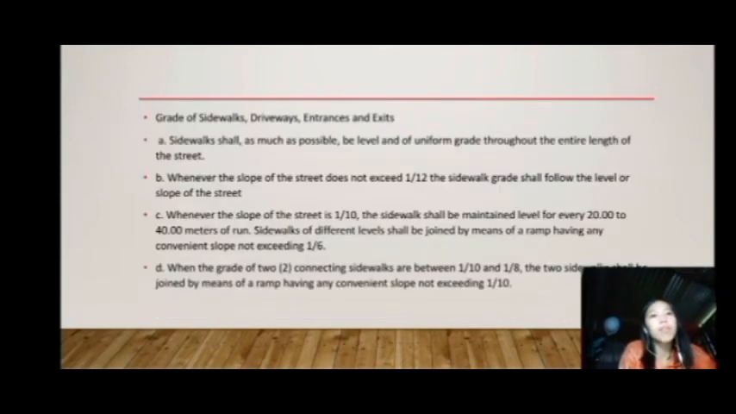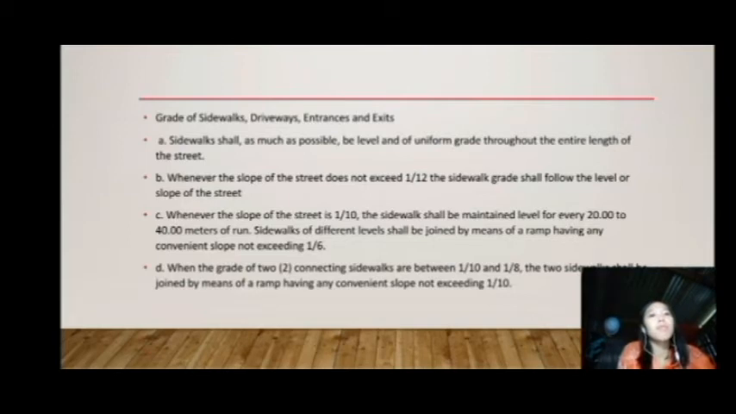Grade of sidewalks, driveways, entrances, and exits. Sidewalks shall as much as possible be level and of uniform grade throughout the entire length of the street. Whenever the slope of the street does not exceed 1 over 12, the sidewalk grade shall follow the level or slope of the street. Whenever the slope of the street is 1 over 10, the sidewalk shall be maintained level for every 20 to 40 meters of run.